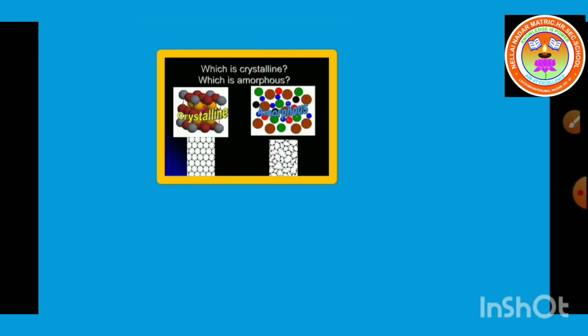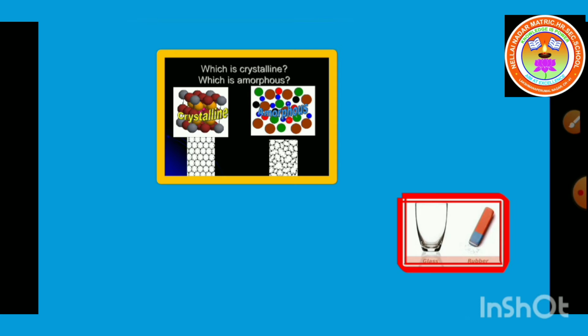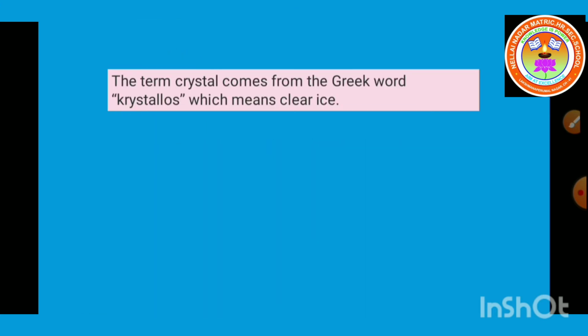Next, what is crystalline and what is amorphous? See here, these are two examples of amorphous solids: glass and rubber. So the first one is crystalline solid. See here, the term crystal comes from the Greek word crystallos. What is the meaning of crystallos? That is clear ice.